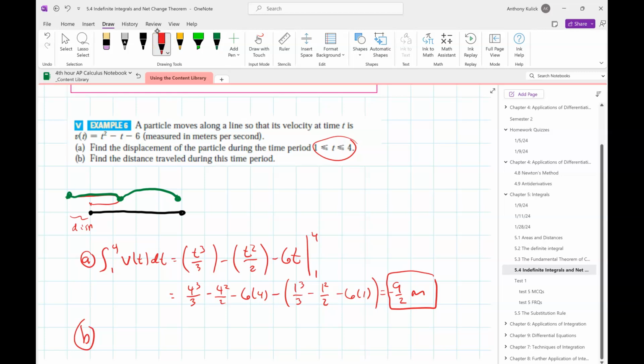So what are we going to have to do to this to make that velocity always positive? Yeah, good. Everybody feel good there? Okay. How do we integrate an absolute value?